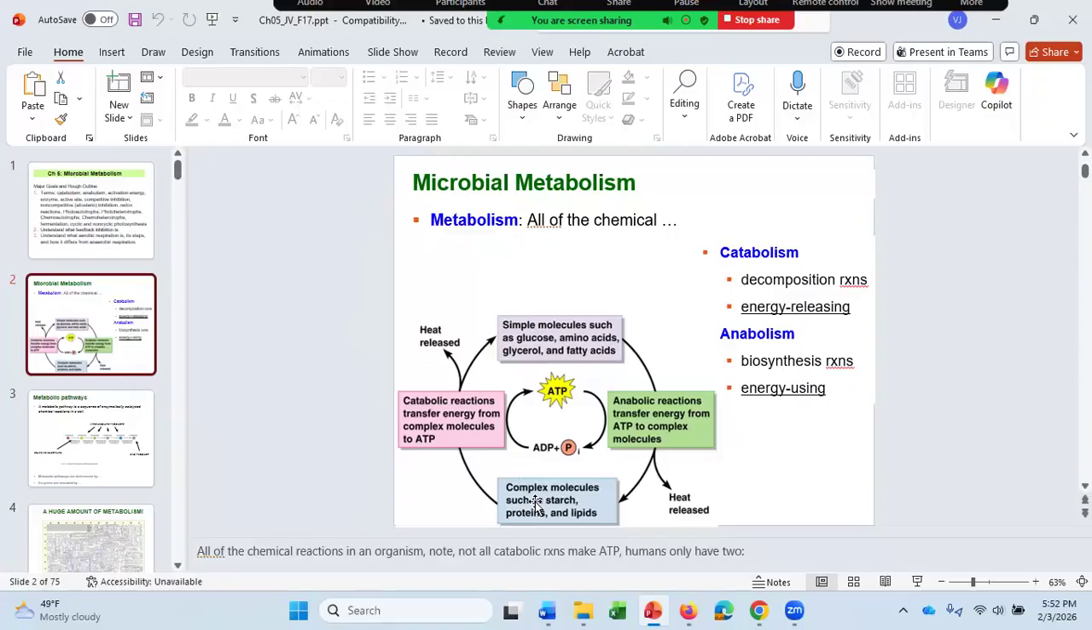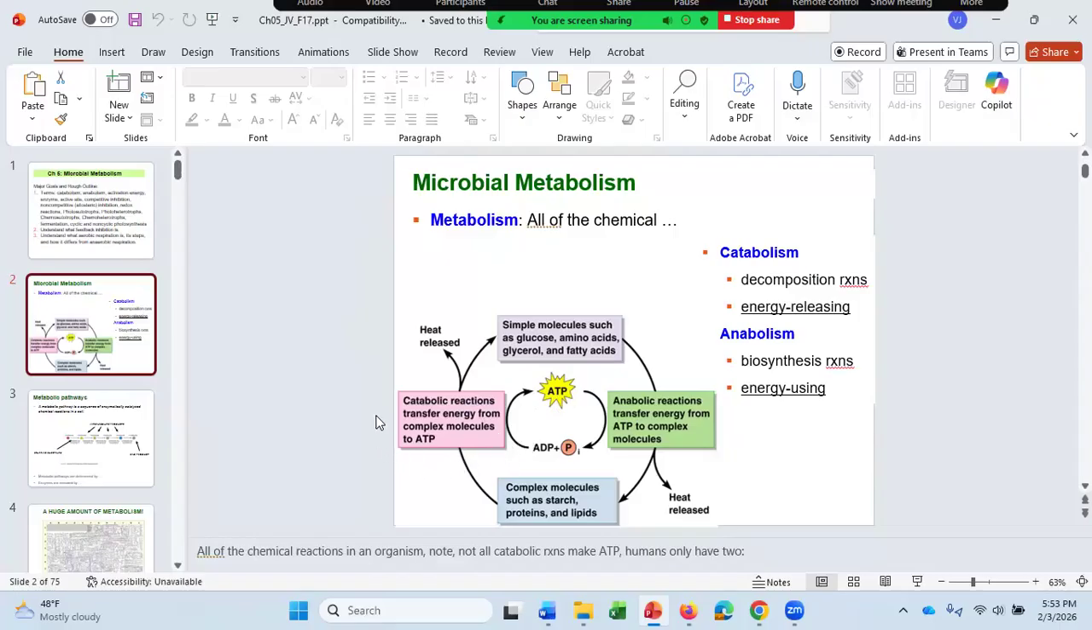In some catabolic reactions, we can get energy and take some of that energy to make ATP. This slide is a bit oversimplified because in animal cells, there are only two chemical reactions that can actually make ATP that are catabolic reactions. And that is aerobic respiration, which can make ATP. And then the second reaction that animal cells can make ATP from is fermentation. Those are the only two catabolic reactions that animal cells can make ATP.